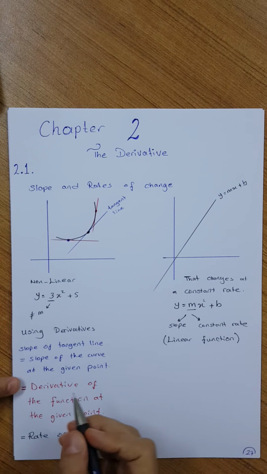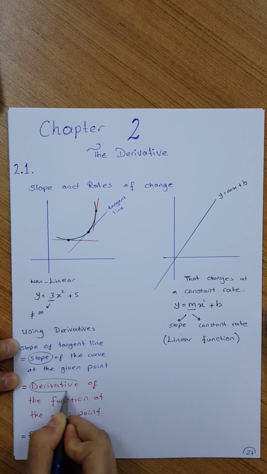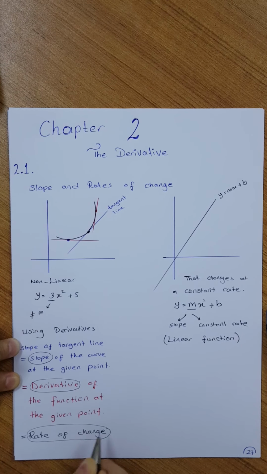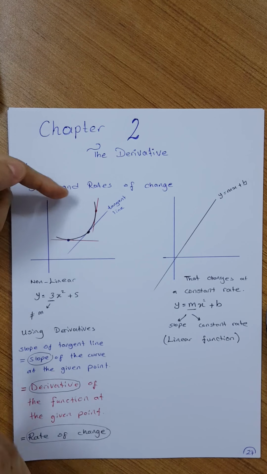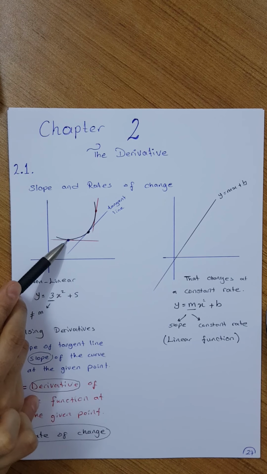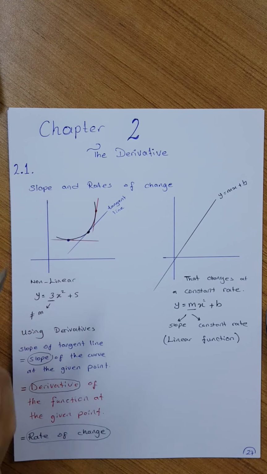Okay, so we have got three things here. Let me write it for you. Slope, derivative, and rate of change. What is the difference between those three? Nothing at all. Why? Because if it is required from you to find the slope of that curve at that point, that means I'm finding the derivative of that function at that point. That means that I am finding the rate of change of that function at that point. So those three notions give you the same meaning.